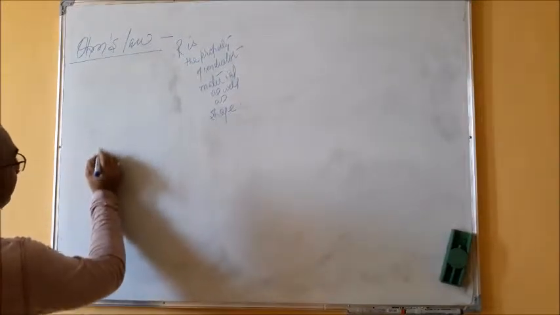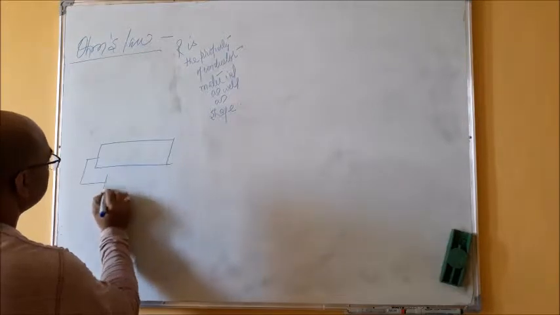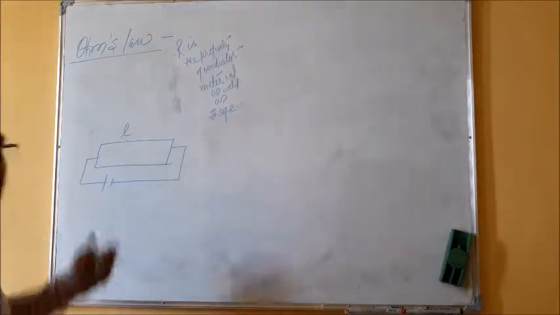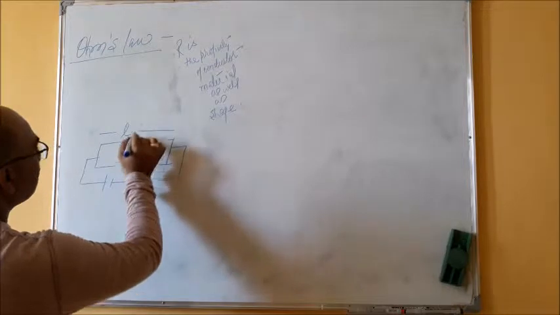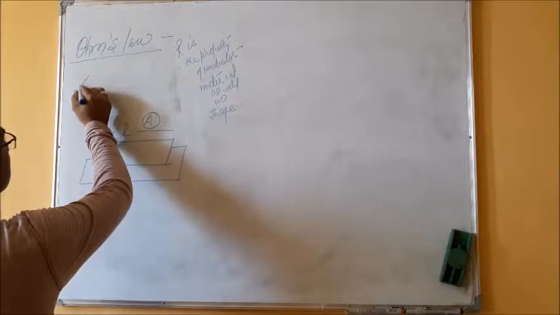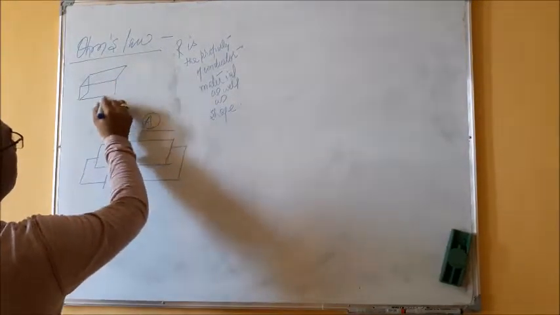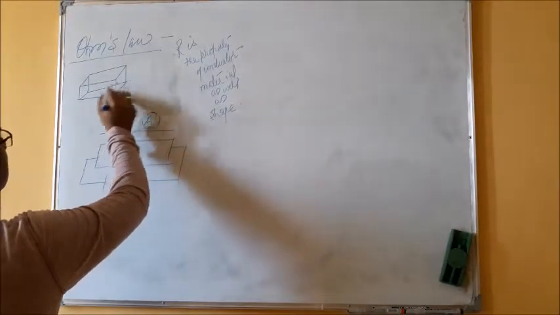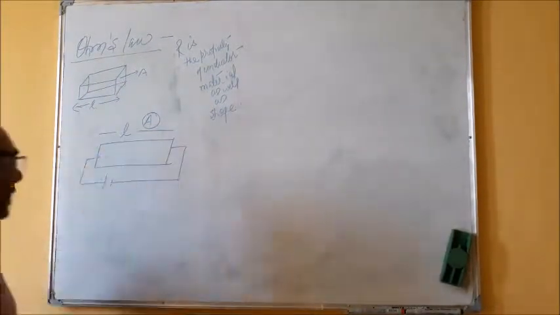A case, suppose I am having this conductor of length L and area A, right? So area A means this is something like this. Okay, so if this is something like this, so this area is A and this length is L, right?